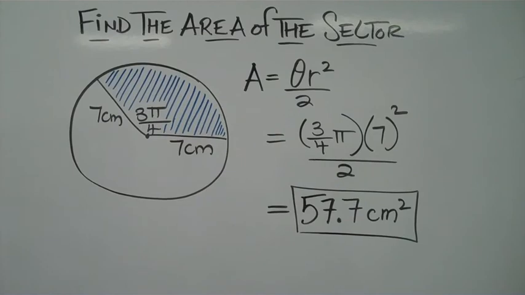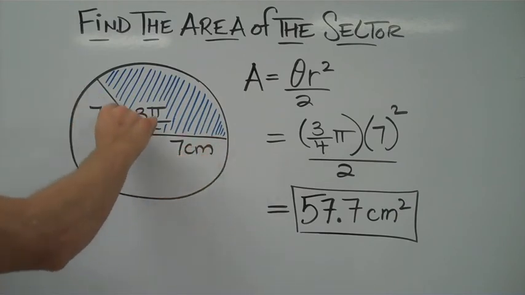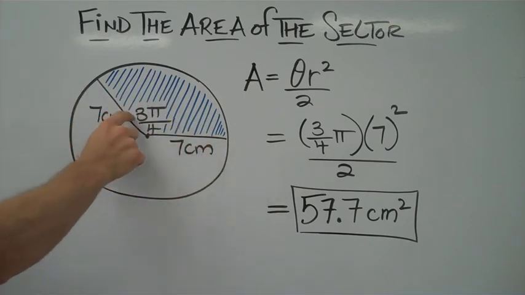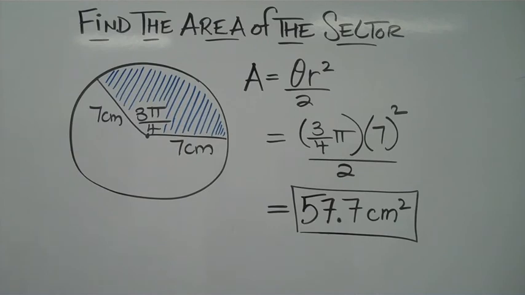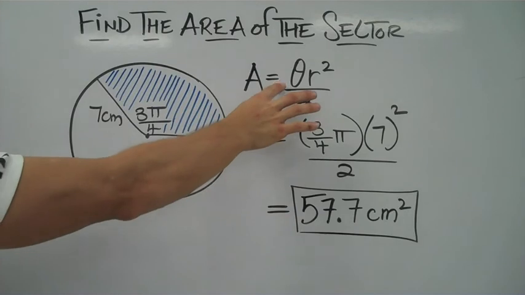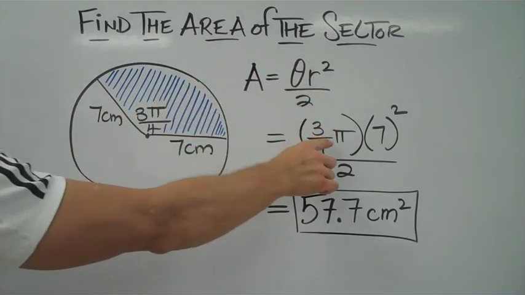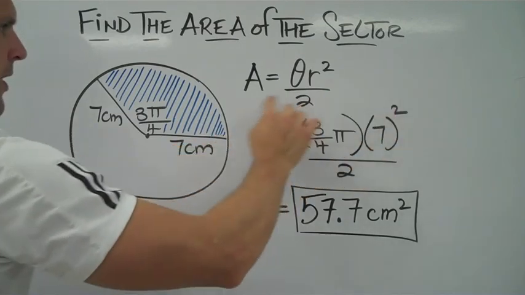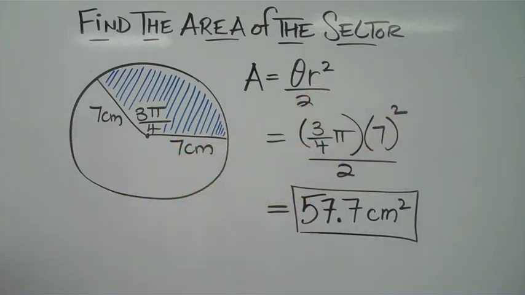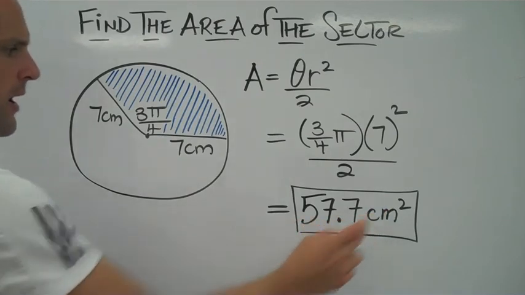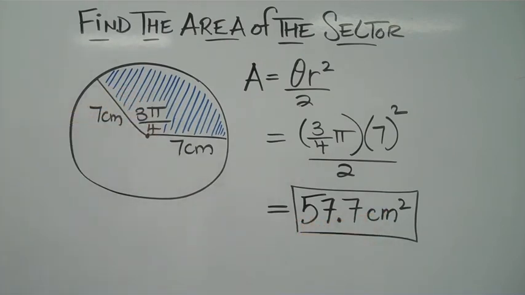Here is a straightforward example of finding the area of a sector. I'm given this diagram here with a radius of 7 and a theta of 3 pi over 4, that's in radians already. I don't need to convert that. I want to know the area of this sector in blue. Well, I know the area formula is theta r squared divided by 2. It's a matter of just plugging and chugging. Theta is 3 pi over 4, r is 7, I'll square that and divide the whole thing by 2. And when I do the 3 sig figs, I get 57.7 centimeters squared. That's the unit of the area.